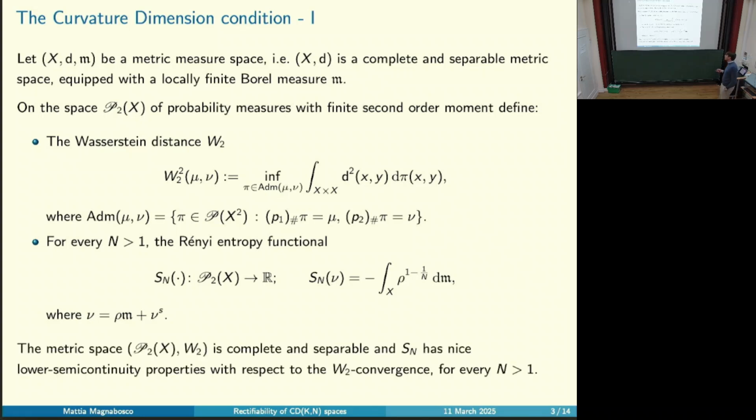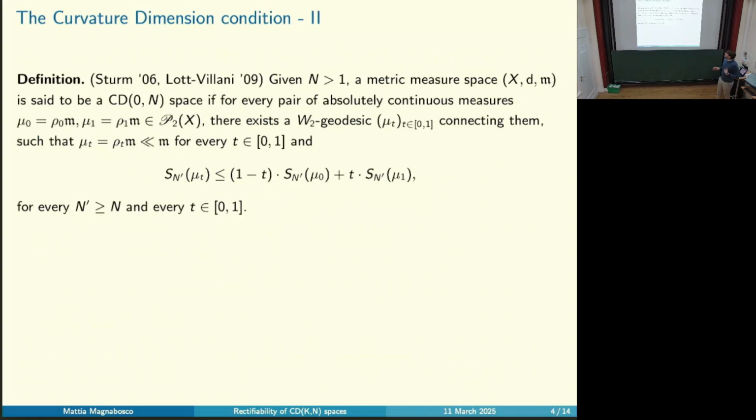A final remark before going to the definition is that, as we assumed X to be complete and separable, then also P2 with the Wasserstein distance will be complete and separable. And moreover, the Ricci entropy functional is lower semi-continuous with respect to the convergence induced by the Wasserstein distance. So these two objects are quite nice, and they also interact quite nicely with each other.